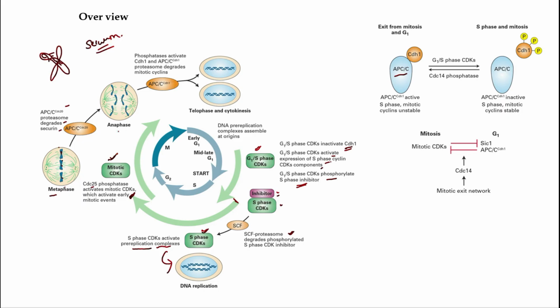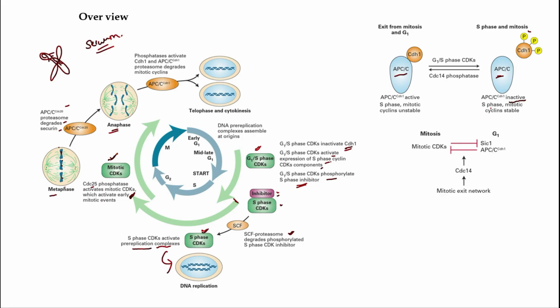This is the anaphase-promoting complex. During the anaphase, the chromosomes are pulled toward the two different poles. Now what happens? A phosphatase activates CDH1, and the APC-CDH1 proteasome degrades the mitotic cyclin. What does this mean? Here there is a phosphatase. When a phosphate is present on CDH1, it cannot bind with the APC, so in this case it is inactivated.